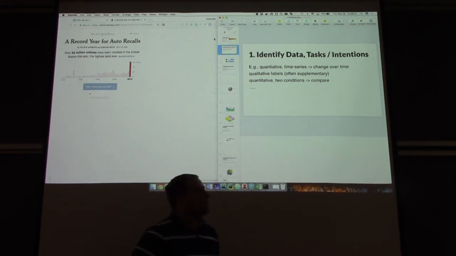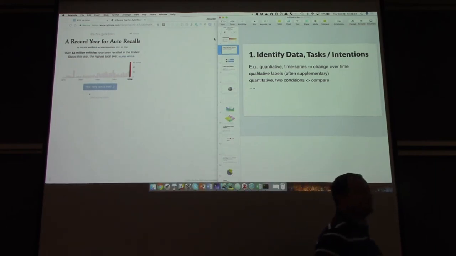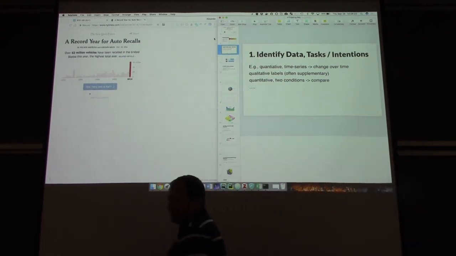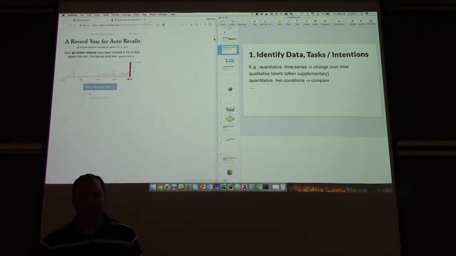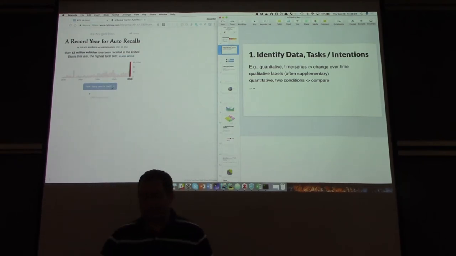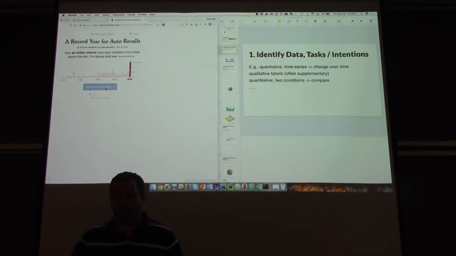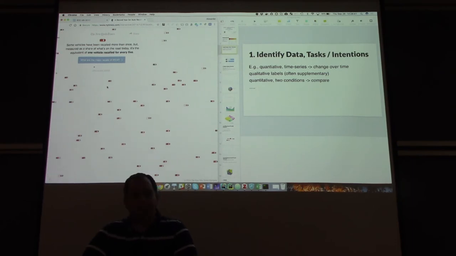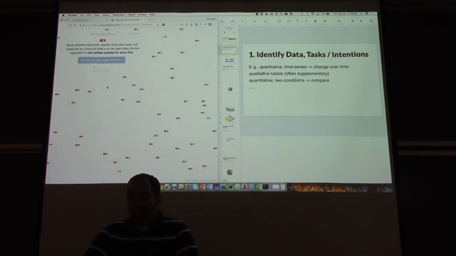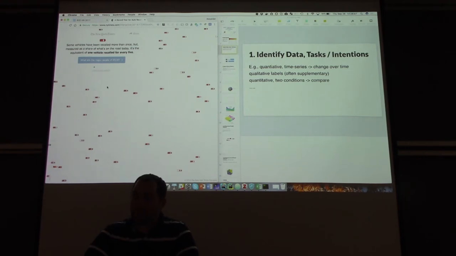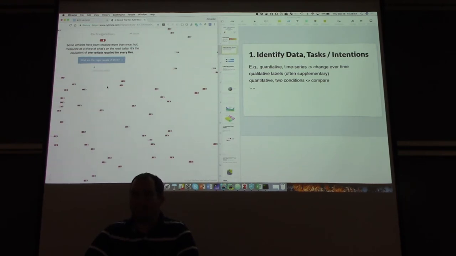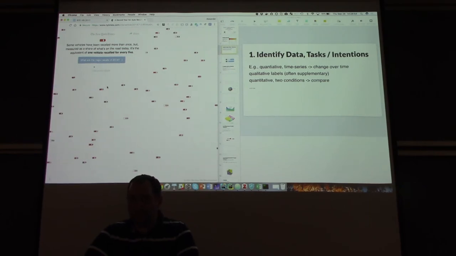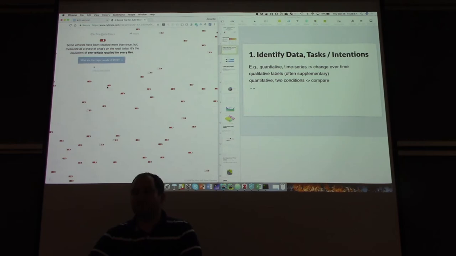Okay, so let's go over this using the guidelines that I just showed earlier. So what is the data and what is roughly the tasks and intentions of these designers? What's the data we see here? The number of cars being recalled. In what time frame? 2014. Okay, so what we're looking at right here is essentially the proportion of cars that are being recalled, right?